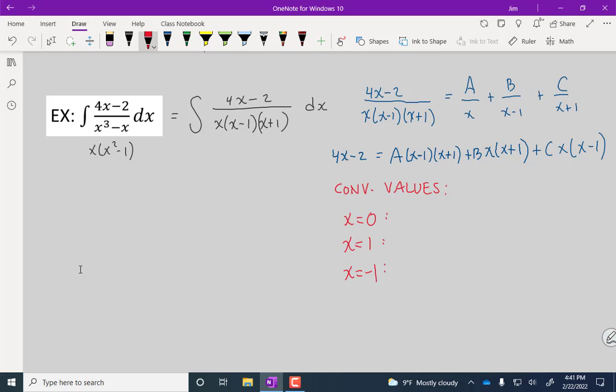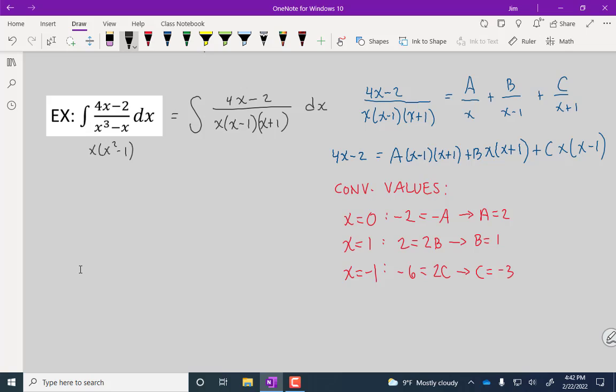First, 0. On the left, when we plug in 0, we have negative 2. On the right, when we plug in x equals 0, these two terms just disappear. Over here, plug in 0: negative 1 times 1 is negative 1, so we have negative A. Solve for A, we get A is 2. Now we plug in the convenient value of 1. 4 times 1 minus 2, that's 2. On the right, plug in a 1 here, this is gone; plug in a 1 there, that's gone; plug in a 1 here, we have 2 times B. So B is 1. Convenient value negative 1: negative 4 minus 2 is negative 6. On the right, gone, gone. Plugging in negative 1 here is negative 1 times negative 2, which is 2C. So C is negative 3.